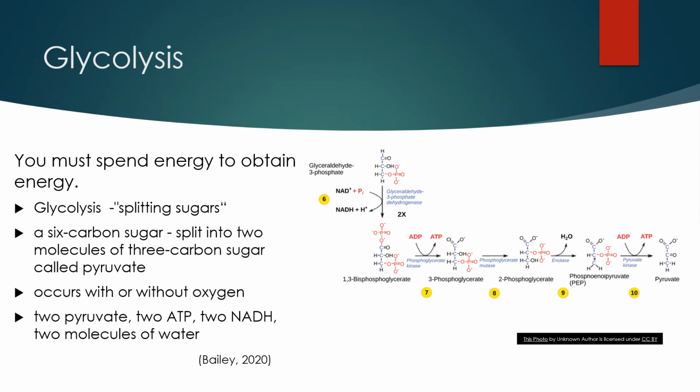First of all, glycolysis literally means the splitting of sugars. So we're going to take a 6-carbon sugar and split that into 2 molecules of 3-carbon sugars called pyruvate. This can occur with or without oxygen, and at the end of the reaction, we're going to get 2 pyruvate, 2 ATP, 2 NADH, and 2 molecules of water.